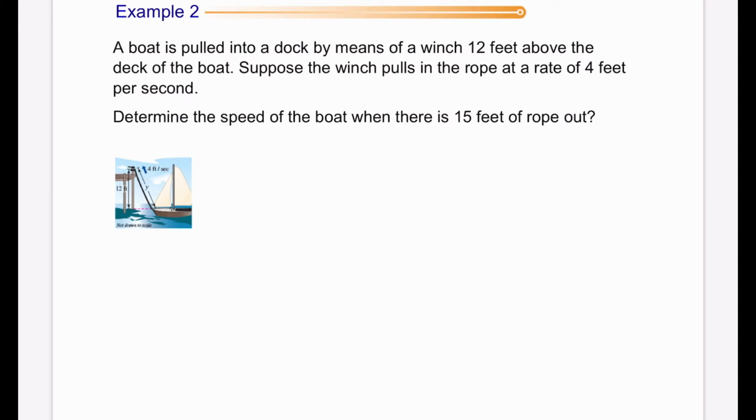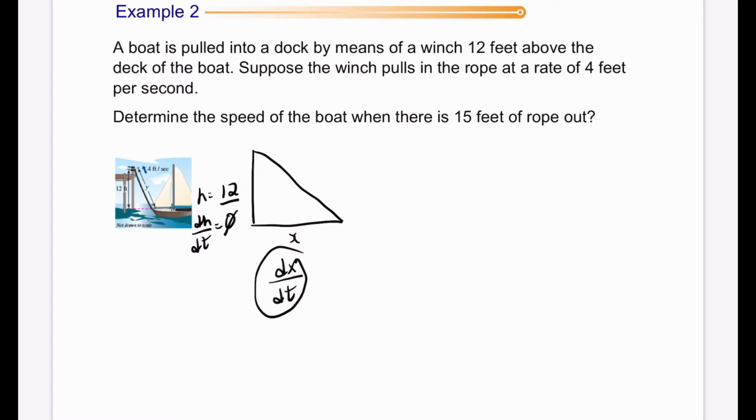So I'm just going to redraw it so it looks a bit nicer than that picture. Our dock is 12 feet high and that's a fixed number. So our h value, or our height value, is going to be 12. Since that's a fixed value, our rate is 0. I'm going to label the horizontal value as x. I don't know that so far, but I know that I am looking for dx over dt because it's asking for the speed of the boat when there's 15 feet of rope.